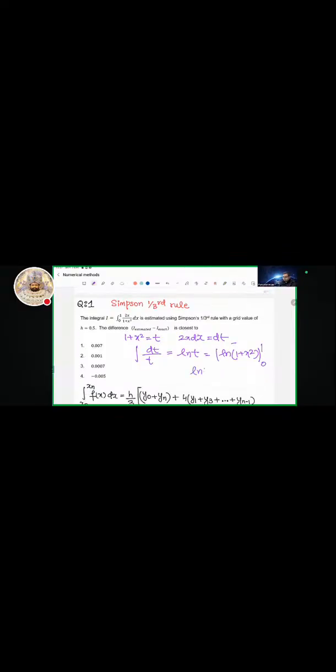You take 1 plus x square equals t. So 2x into dx equals dt. Then you substitute: 2x dx equals dt, and 1 plus x square is t. So integration of 1 by t is log of t. Put the value of t as 1 plus x square, and then you simply put the limit 0 to 1. If you do that, you get log of 2 minus log of 1. Log of 1 is 0. So log of 2, which is 0.693. I hope everyone is clear. This is very simple. You should know this. 0.693. Now I need to find the estimate.